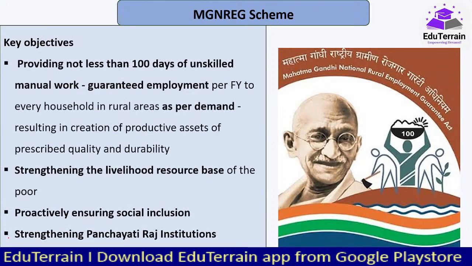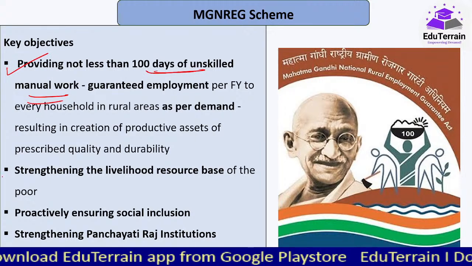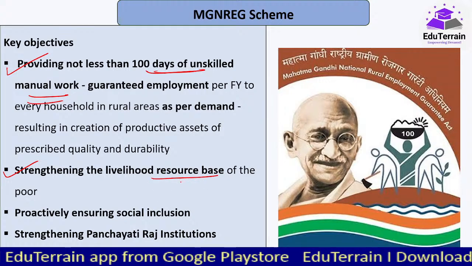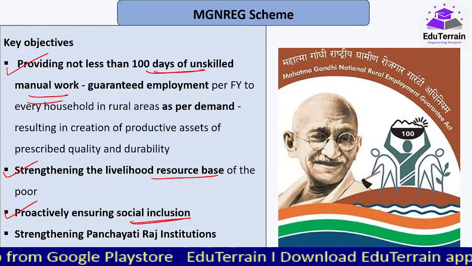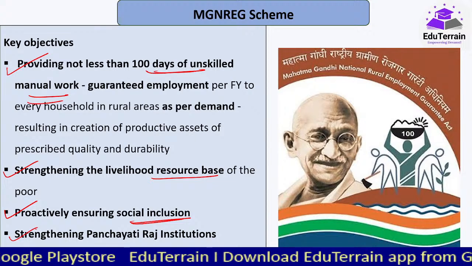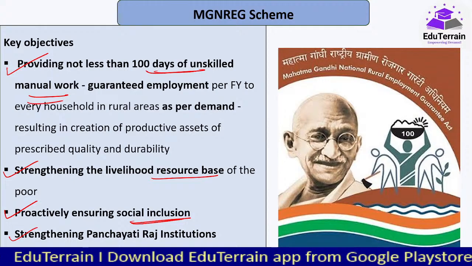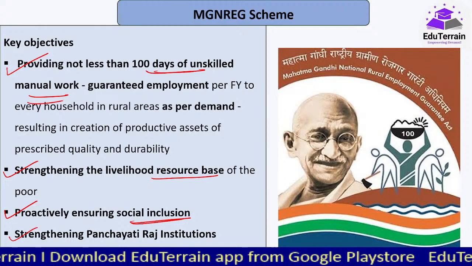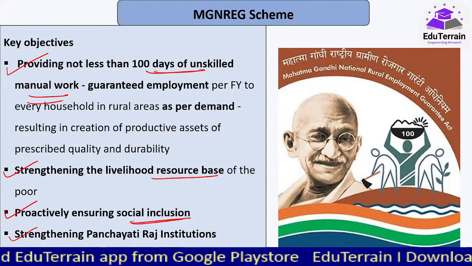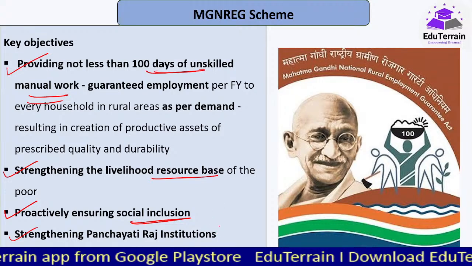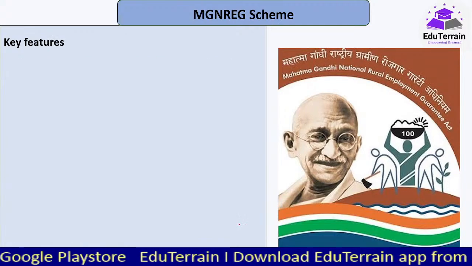The key objectives include providing not less than 100 days of unskilled manual work wherever there is demand, strengthening the livelihood resource base of the poor, and proactively ensuring social inclusion, because it is open for all. It also aims at strengthening the Panchayati Raj institutions, because the base or focal point for registration of people to take up this work, division of work and various other things is the local gram panchayat. They are the ones looking into all this work.